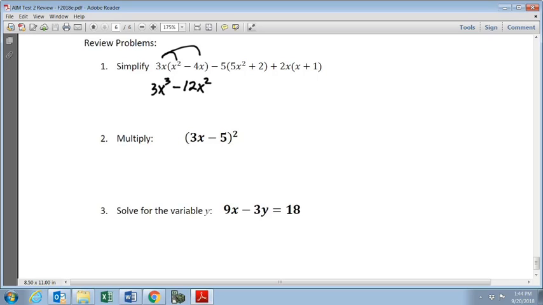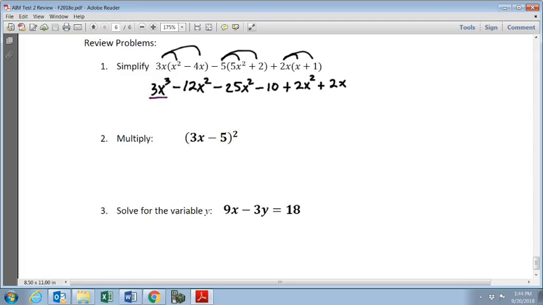Then we've got to distribute a negative 5 in the middle here times 5x squared. That's negative 25x squared. And negative 5 times 2, that's going to be negative 10, so minus 10. 2x squared times x, that's going to be 2x squared. And 2x times 1 is 2x. So we have some like terms.